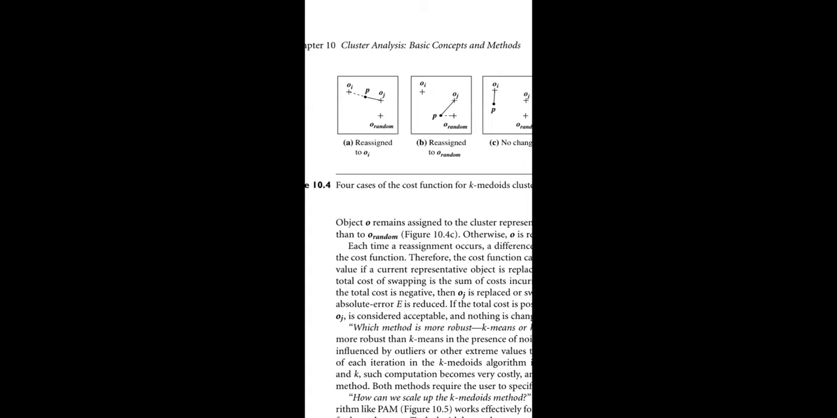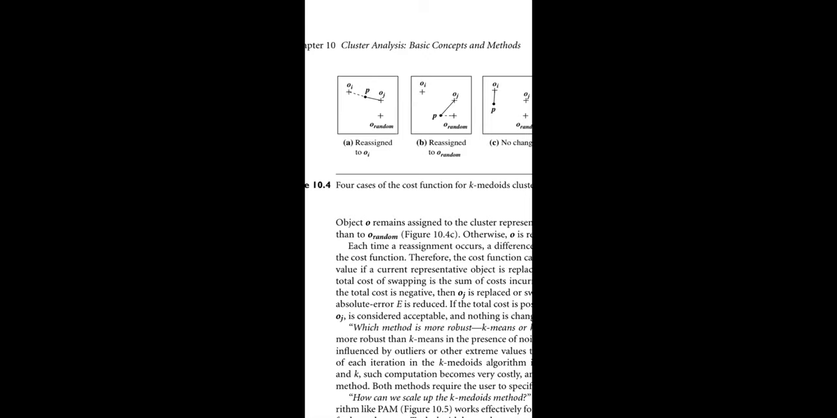In the next class, we'll continue with the hierarchical methods, density-based methods and grid-based methods. Up to now, we have completed the partition methods. There are totally four clustering methods: one is partitioning, second is hierarchical, third is the density-based method, and fourth is the grid-based method. In partition methods, we have two types.